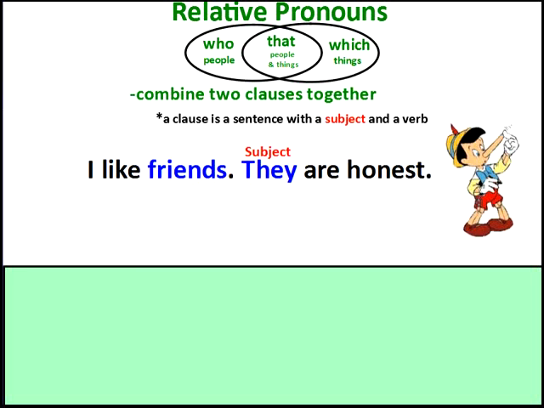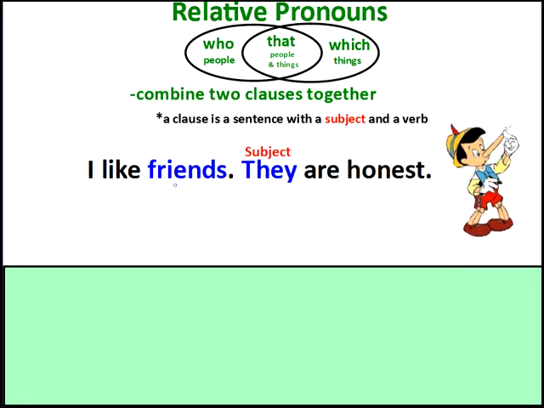reasons. When we're talking about people, we need to use the relative pronoun who. If we're talking about people or things, we can use that. So that is very flexible. It goes for both. And if I'm talking about things, I need to use the relative pronoun which. Okay. So let's look at our sentence here.